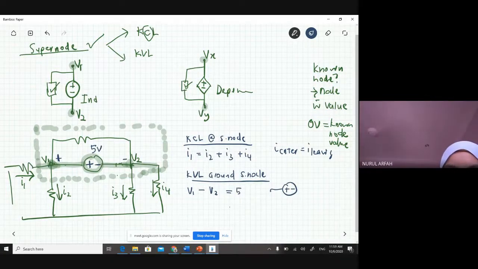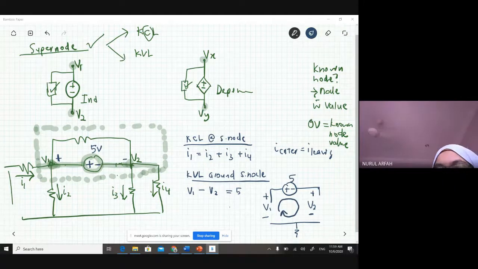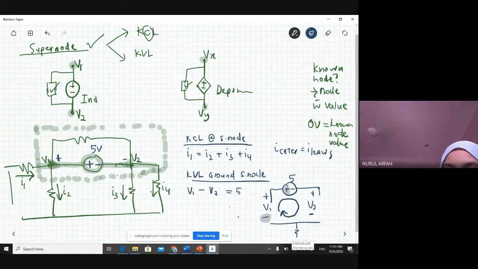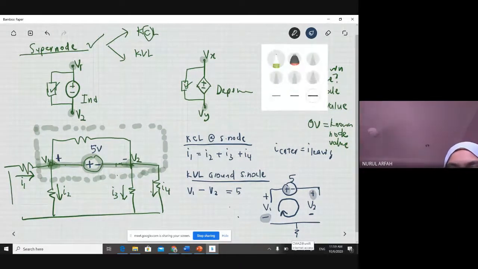by looking at this, you can draw plus minus here and V2 plus minus like this. Okay, and this is connected to the ground. So you can do the KVL around this loop. Okay, since we have a minus here first, and then a plus here, and then plus here. So you can do the KVL.